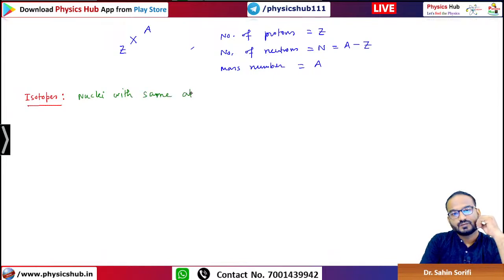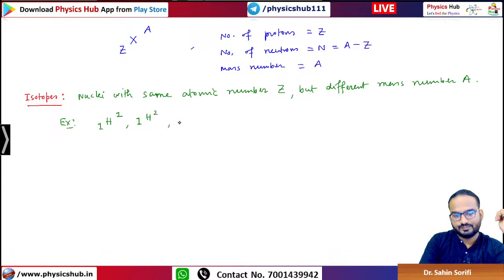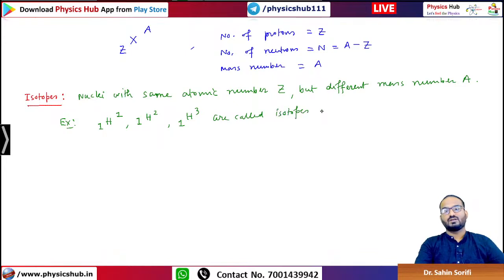Isotopes are the nuclei with the same atomic number Z but different mass number A. For an example, the very famous protium, deuterium, tritium. These are called isotopes.